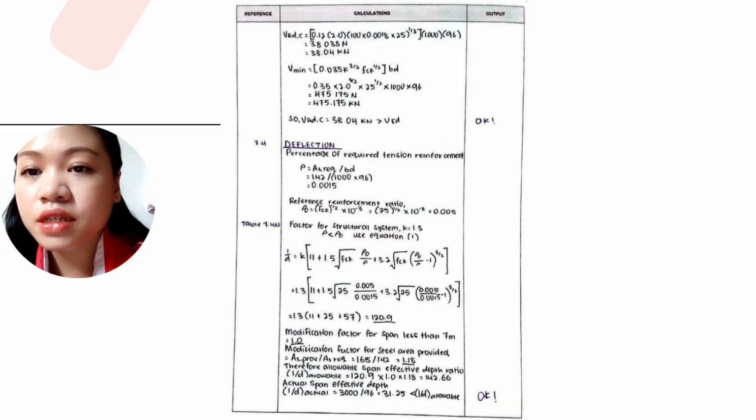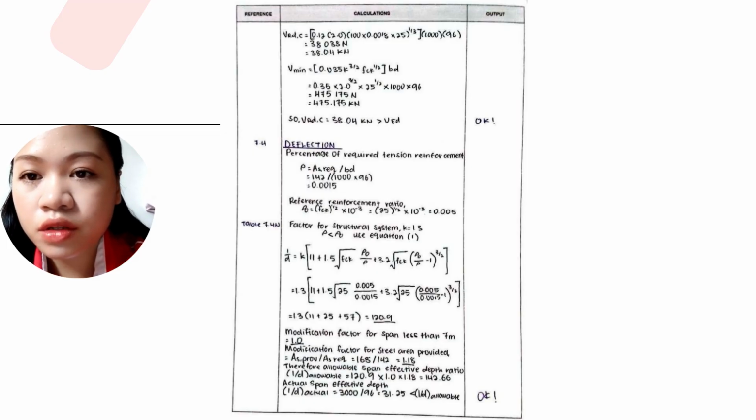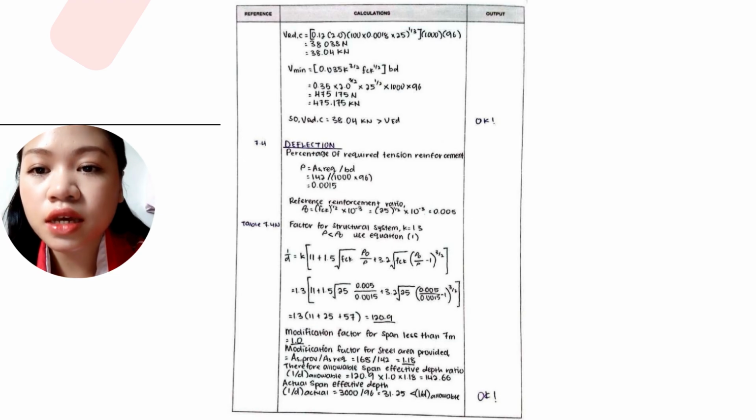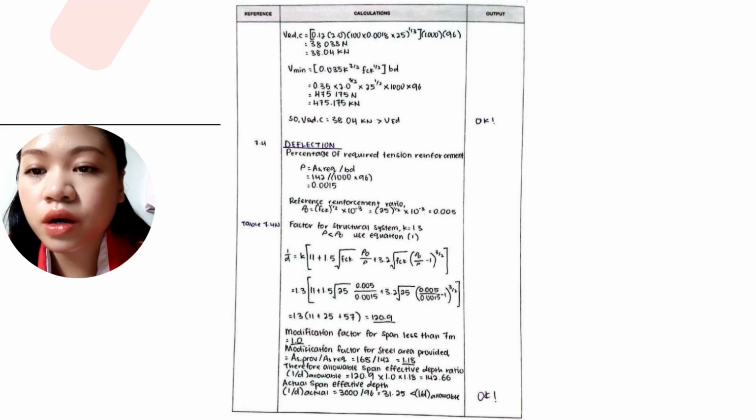For deflection, this is a critical check. Using the long formula from Eurocode 2, section 7.4, I calculated the allowable span to depth ratio. The allowable ratio is 142.66, while our actual ratio is only 31.25. This slab is very stiff and will not have deflection issues.